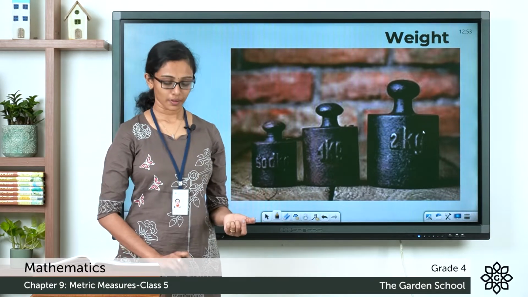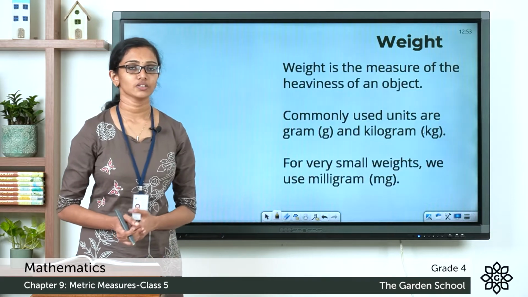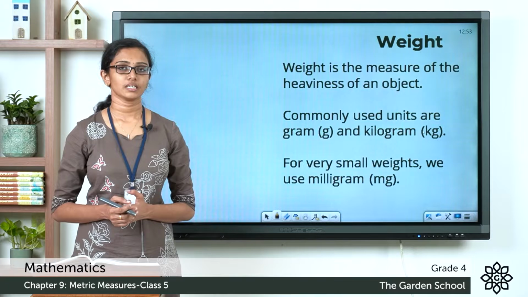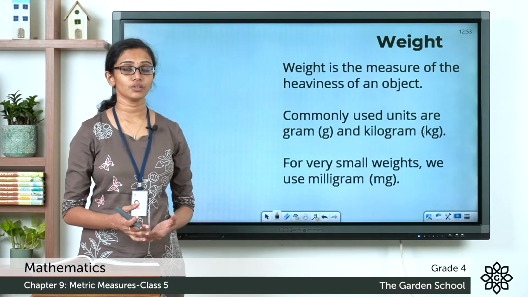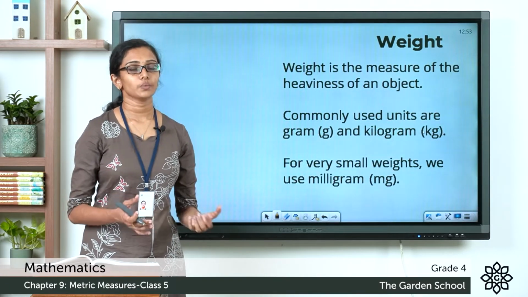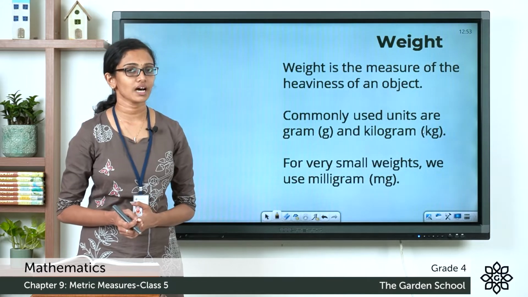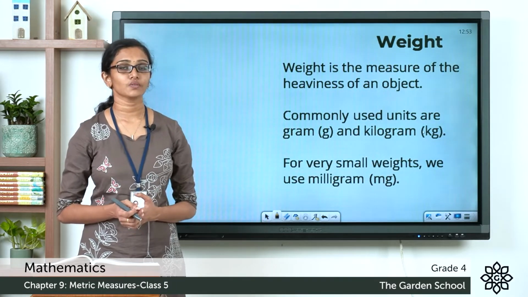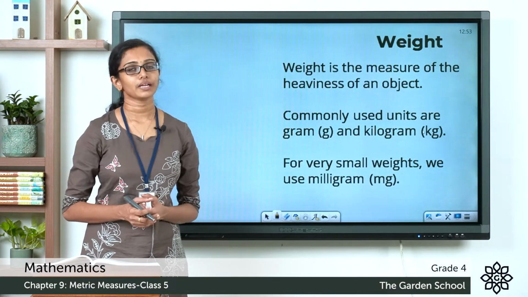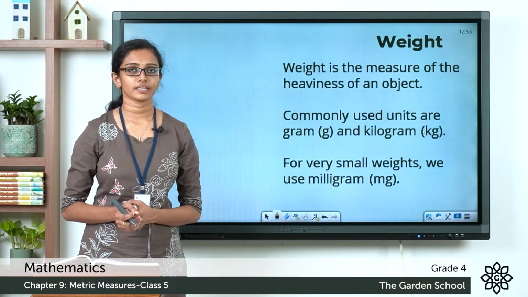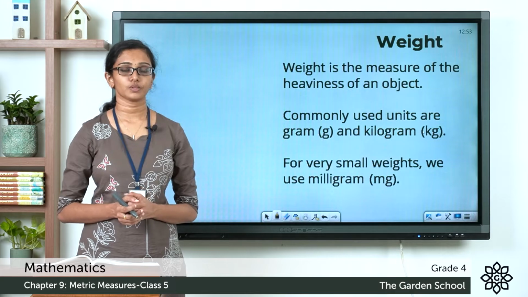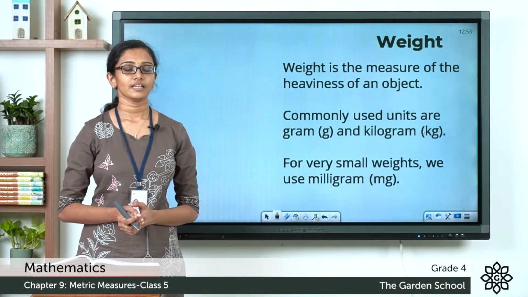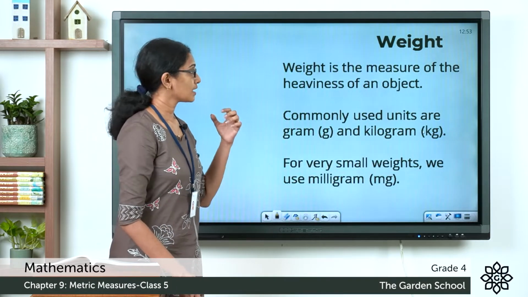Now, talking about weight, what do you mean by weight? You can say weight is the measure of heaviness of an object. And we have some common units that we use to represent weights. Commonly used units are gram and kilogram. And we also use milligrams to represent very small weights. The standard unit of weight is kilogram, which is represented with the letters kg. Small letters kg.